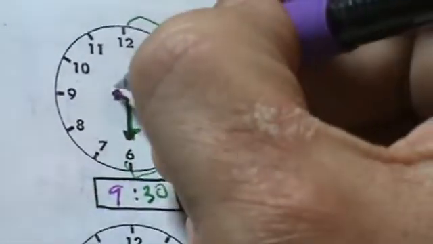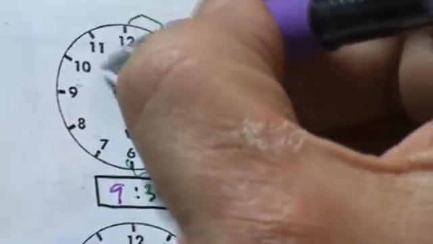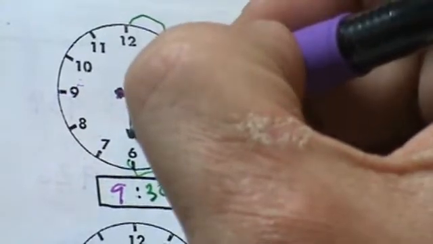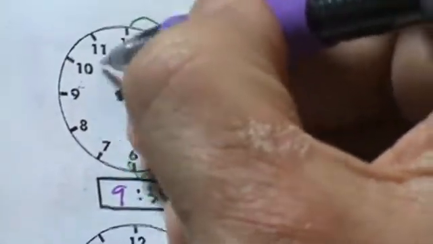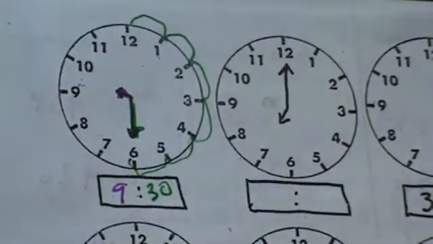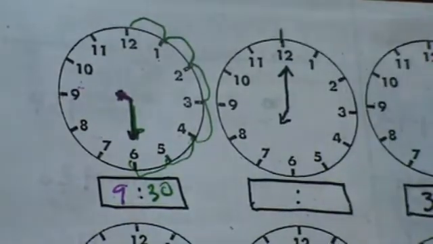Si fuera las 9, este estaría apuntando al 9. Si fuera las 9:59, estaría ya casi apuntando al 10. Pero este estaría apuntando casi al 12. Entonces tenemos que hacer primero los minutos para ver en dónde va a ir la de las horas. Next one, first the minutes. The minutes is right here in the 12. Maybe it's 12 or 12:01.